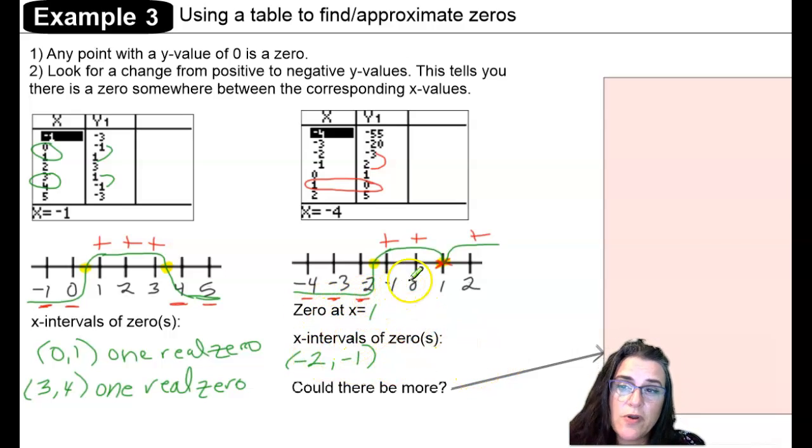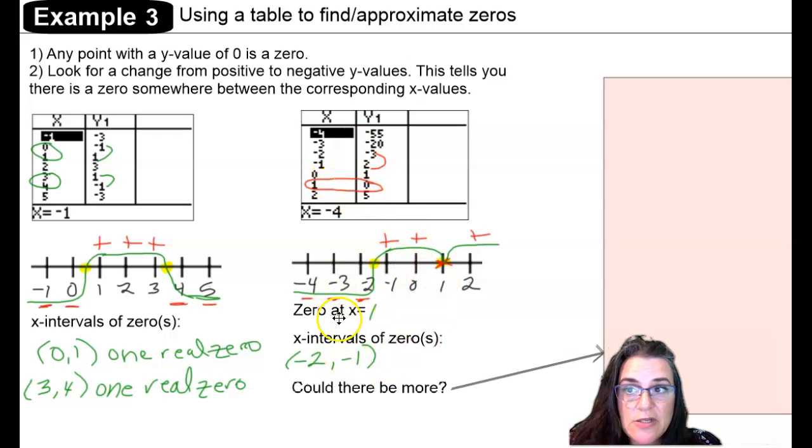I know for sure there's a real 0 at 1. I know that there's for sure at least 1 real 0 from -2 to -1. But then the question that we want to think about is, could there possibly be more? Based on this data that we're given, we can only make determinations about what we see right in here.